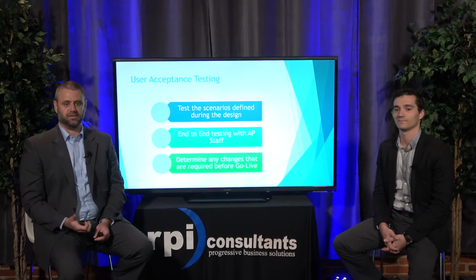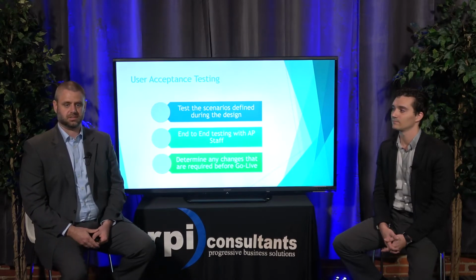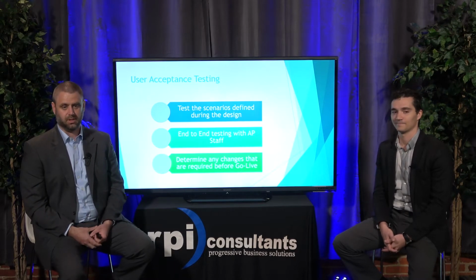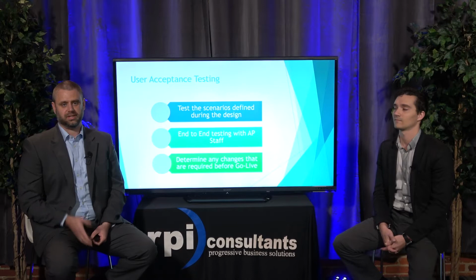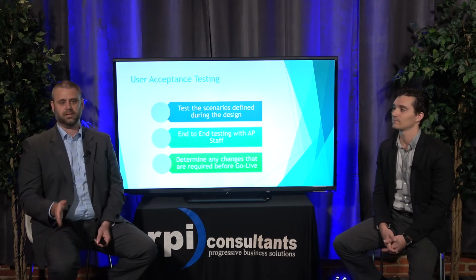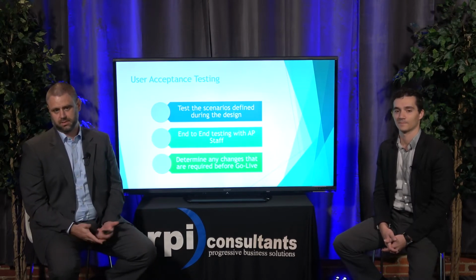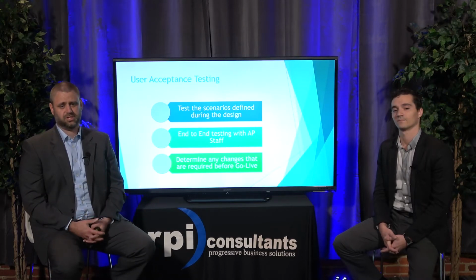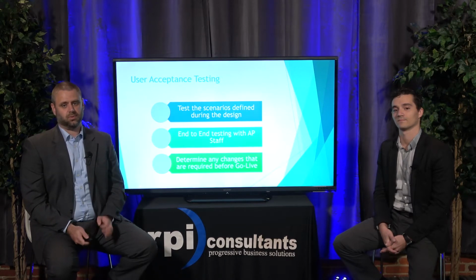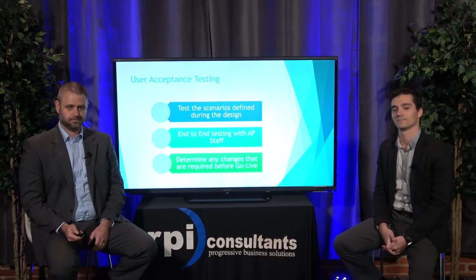We usually involve all the AP staff with this step and make sure that everyone is comfortable and likes what's been built. Typically after the user acceptance, we're going to have a few things that we need to tweak, but by this point, once we've gotten through the conference room pilot, it's usually nothing major, just some small changes that we might need to make. And then we basically want to determine what those changes are and anything that is required before we actually go live.